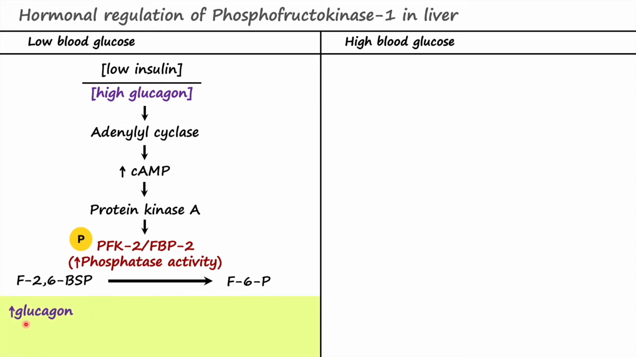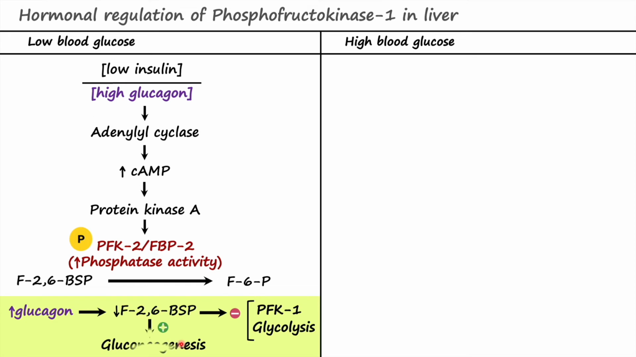So to summarize, an increase in glucagon level in response to low blood glucose decreases the level of fructose 2,6-bisphosphate, which results in the inhibition of the phosphofructokinase 1 enzyme as well as inhibition of the glycolysis pathway. At the same time, a decrease in the fructose 2,6-bisphosphate level also activates the gluconeogenesis pathway in the liver to synthesize more glucose.